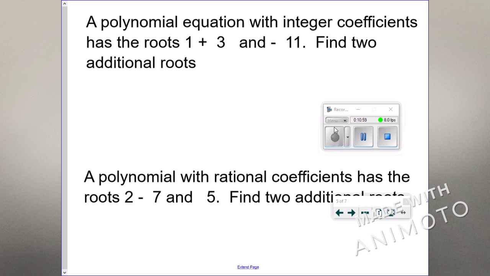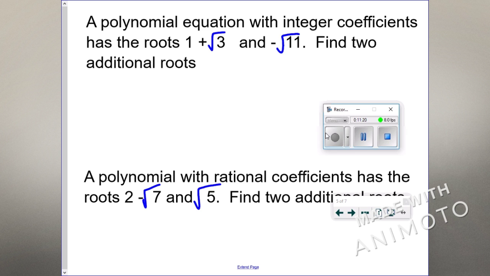Here we go. A polynomial equation with integer coefficients has the roots 1 plus the square root of 3 and negative square root of 11. Find 2 additional roots. Okay, well, the irrational root theorem tells you how. It's the conjugate of each of those zeros, or each of those roots.